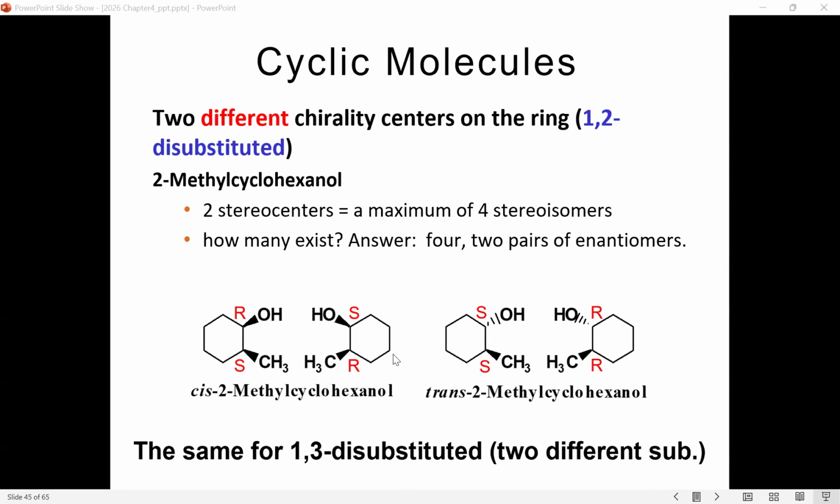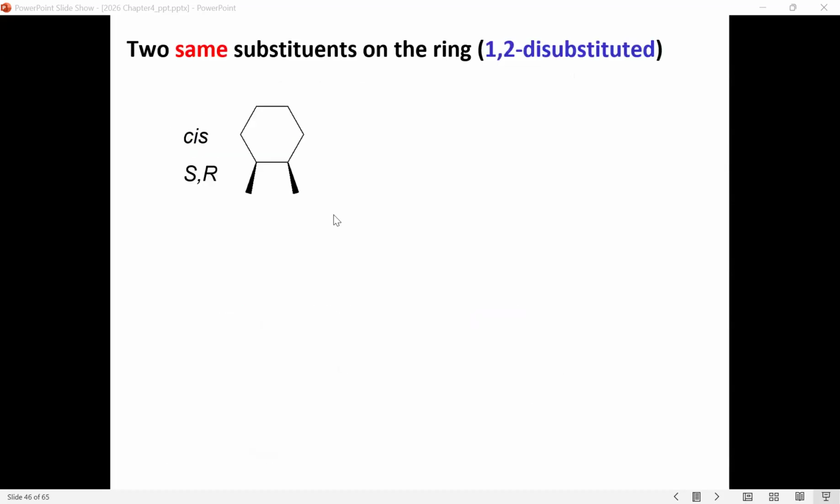All right, and that's actually also the same situation for a 1,3-disubstituted cycloalkane. So in total there are two stereocenters, four stereoisomers, and two pairs of enantiomers. All right, so here we have two different stereocenters. The tricky thing comes with two same substituent groups, where there are still two stereocenters.